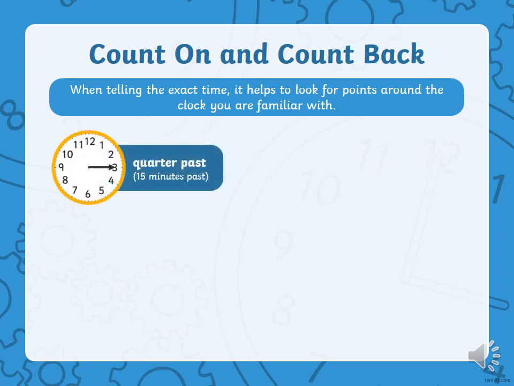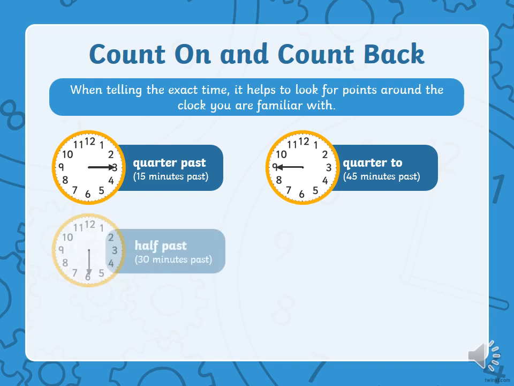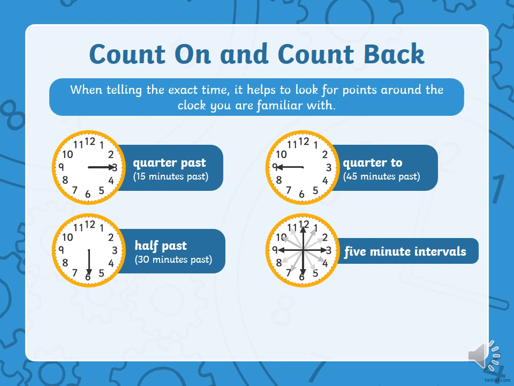When telling the exact time, it helps to look for points around the clock you are familiar with. So quarter past was 15 minutes from our previous session. Quarter to was 45 minutes past. Half past was 30 minutes past. And then 5 minute intervals where every number that we go up goes up in 5s.